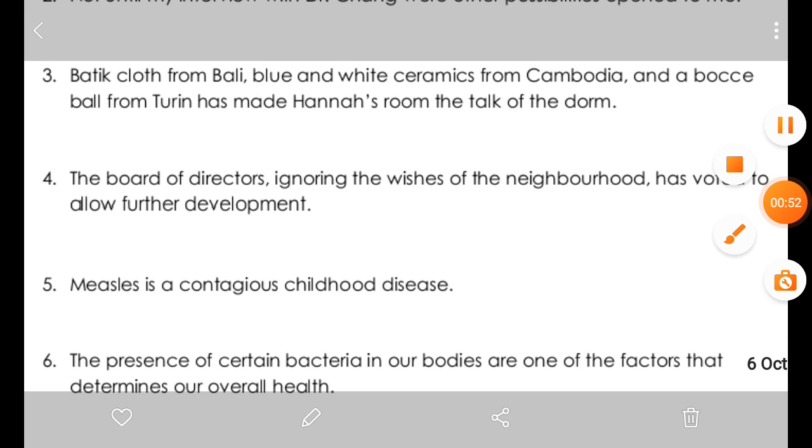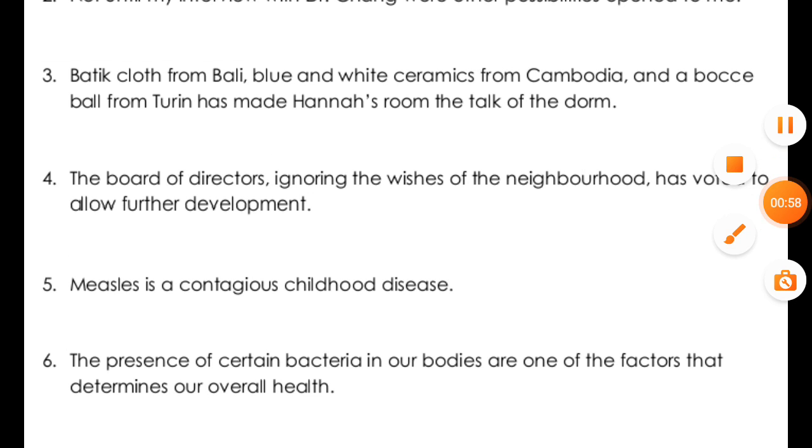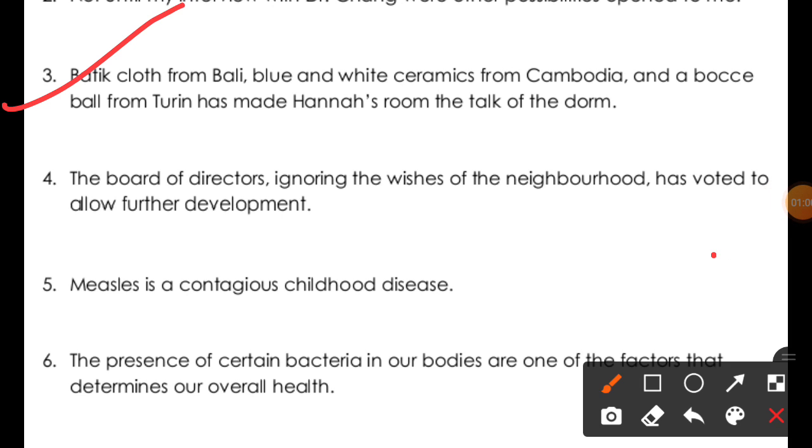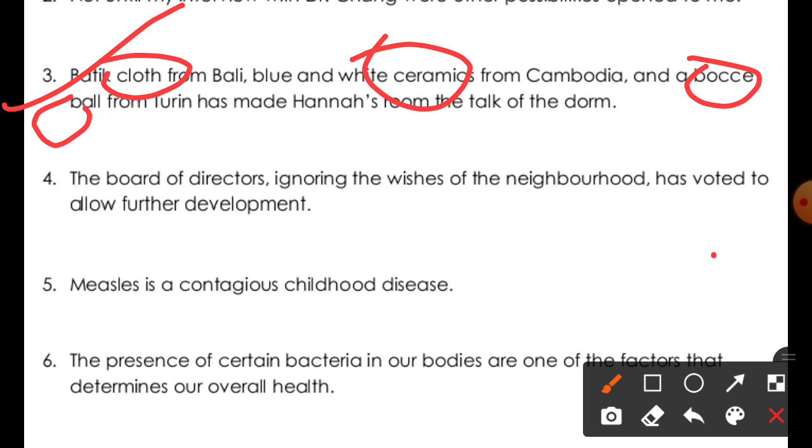Okay, so let's get started with sentence number 3. Sentence 3 says that batik cloth from Bali, blue and white ceramics from Cambodia, and a Bosche ball from Lurin has made Hana's room the talk of the dorm. So students, in this sentence we can see three subjects: cloth, ceramics, Bosche ball. We are talking about three objects from various places. Bali is a place, Cambodia is again a place, and Lurin is also a place.